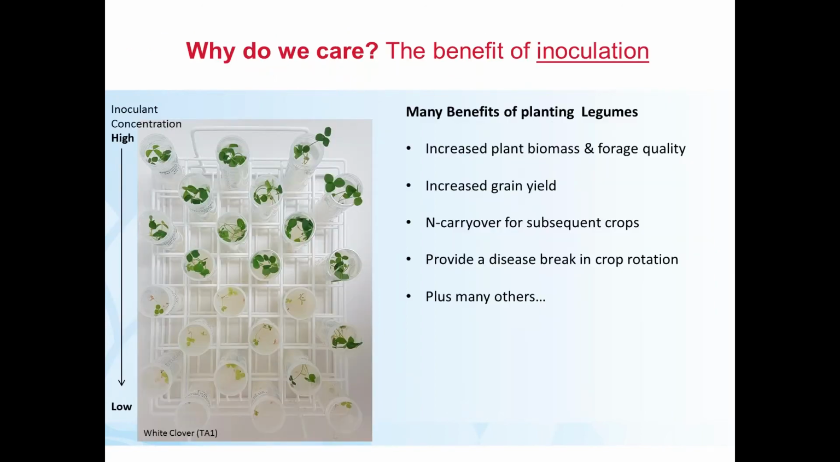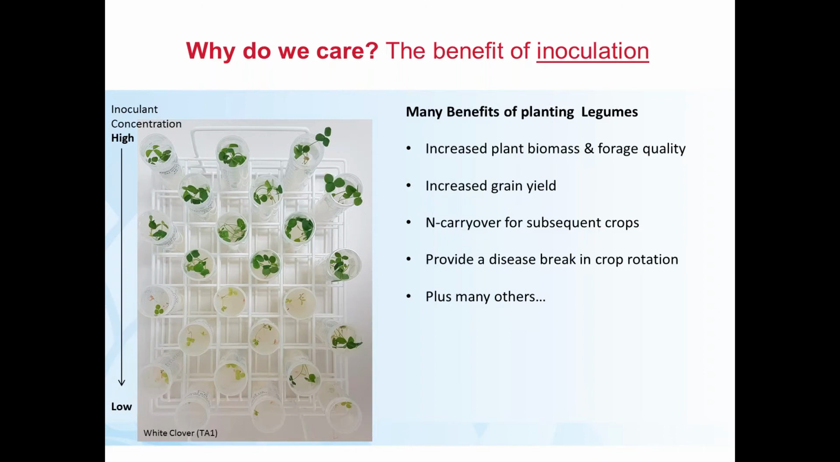So why do we even care about all of this? This is quite complex to start. I'm going to talk about the benefit of inoculation. There are many, many benefits to planting legumes and for them to be well nodulated. You get increased plant biomass and forage quality, you can get increased grain yields and carryover for subsequent crops, and they can provide a disease break in crop rotations, plus many other benefits I haven't mentioned here.